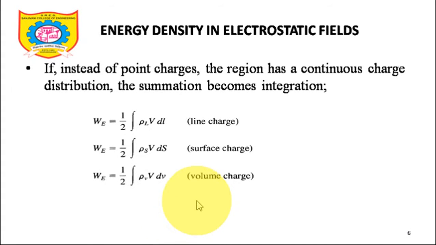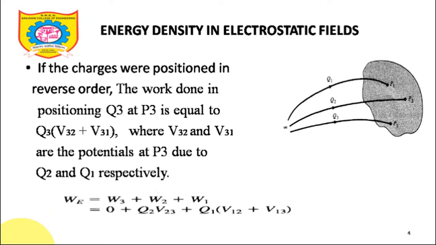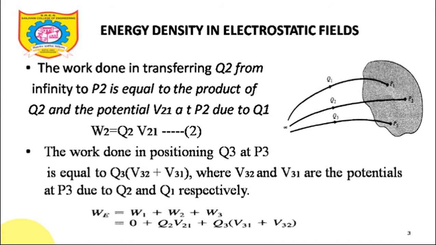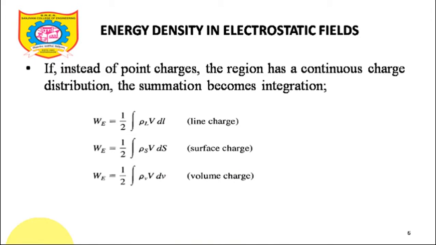Welcome back, friends. In the previous lecture we started our discussion about energy density. We calculated the energy density stored in an assembly of point charges, and we came to the conclusion that WE, the energy, can be calculated by this basic formula. If there are n point charges Q1 V1, Q2 V2, Q3 V3 and so on, then we can calculate WE as half of the summation from k equal to 1 to n of Qk Vk. Now we'll talk about energy density in the electrostatic field when we are dealing with continuous charge distribution.